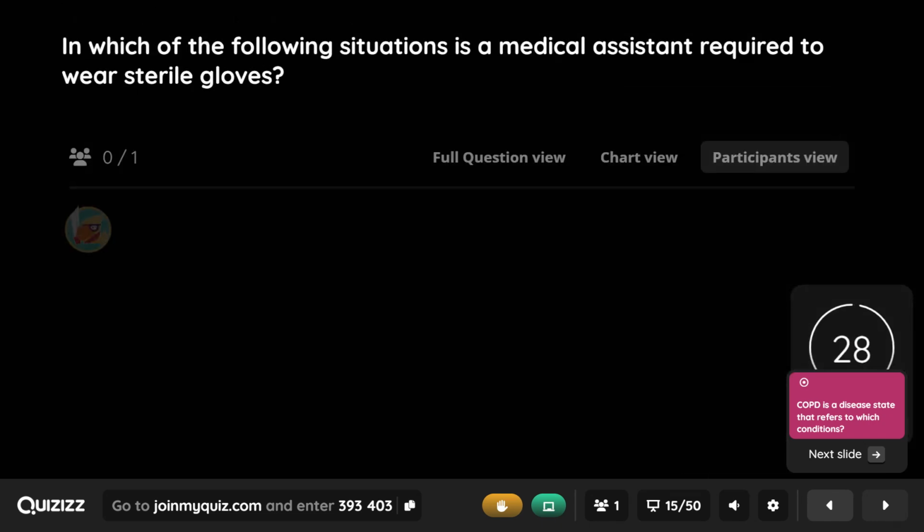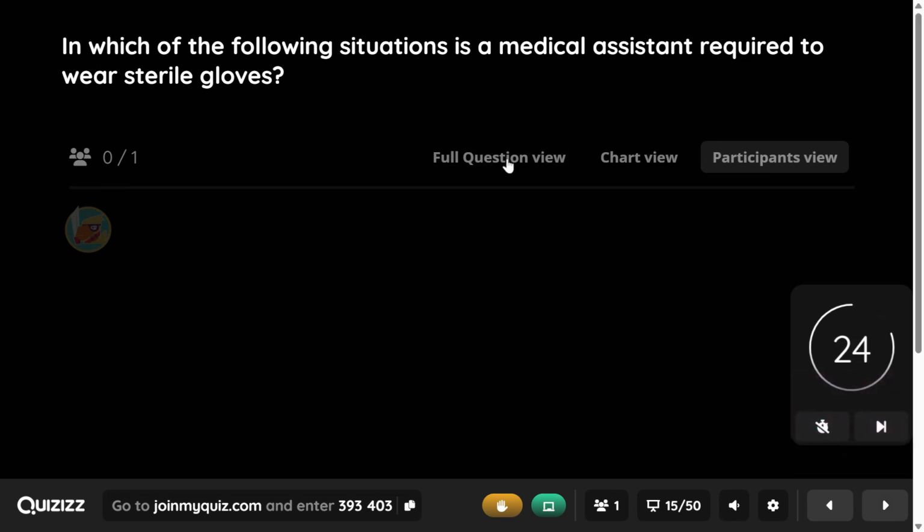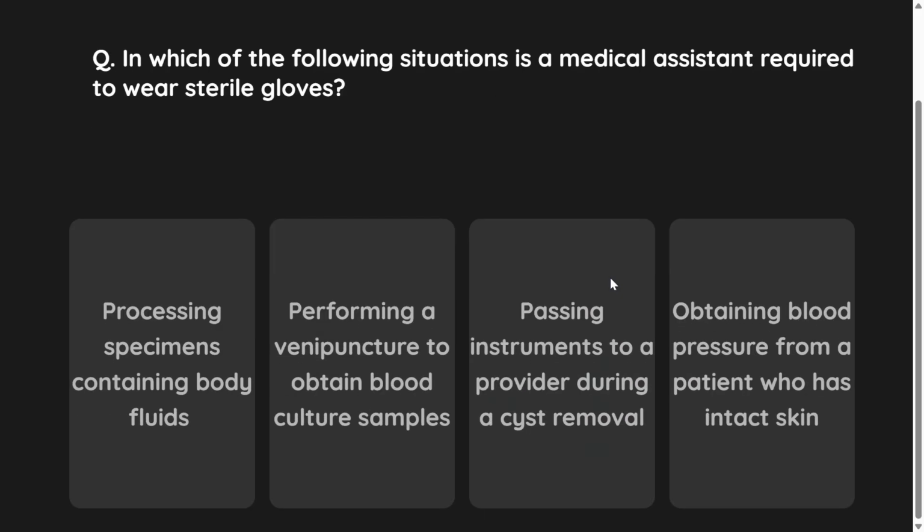In which of the following situations is a medical assistant required to wear sterile gloves? Would this be processing specimens containing bodily fluids, performing a venipuncture to obtain blood culture samples, passing instruments to a provider during a cyst removal, or obtaining blood pressure from a patient who has intact skin.